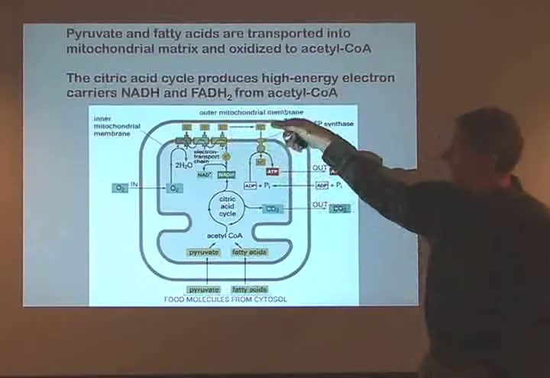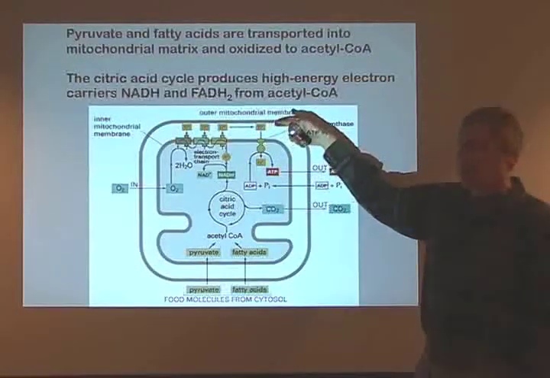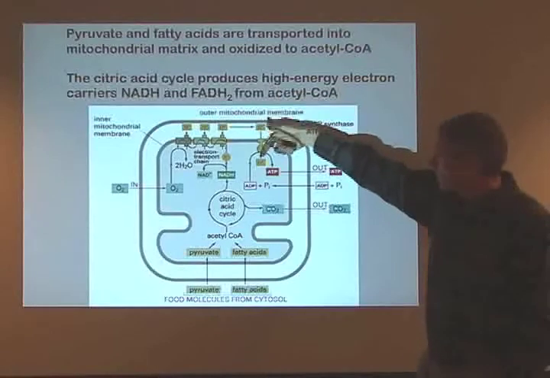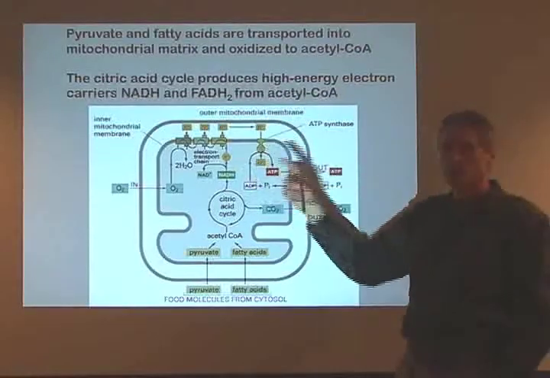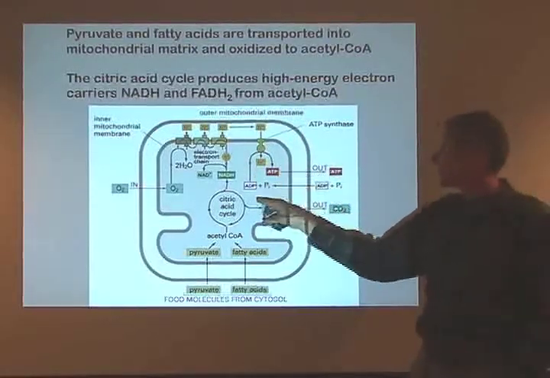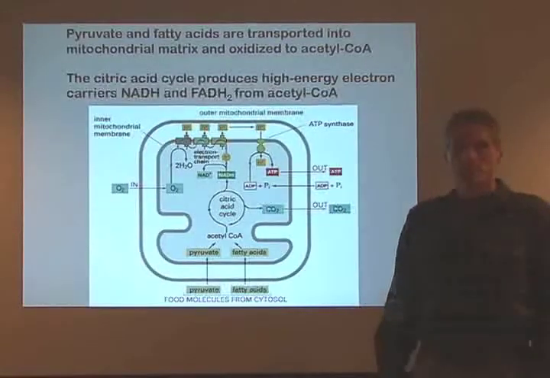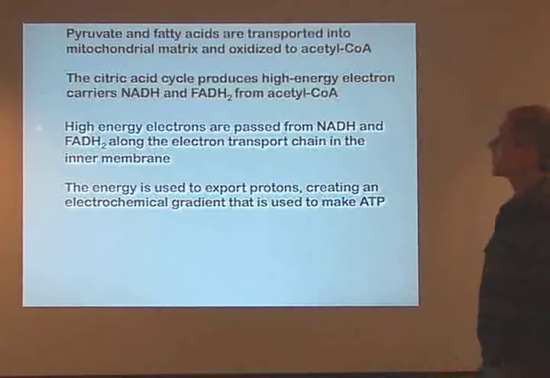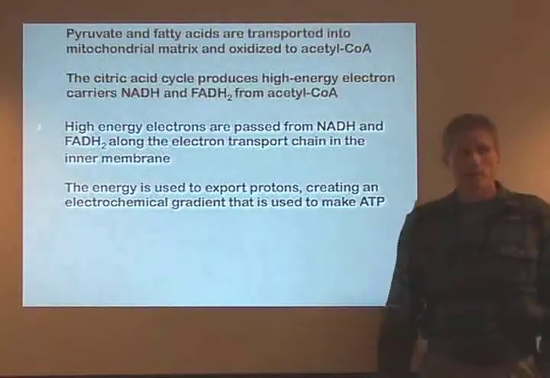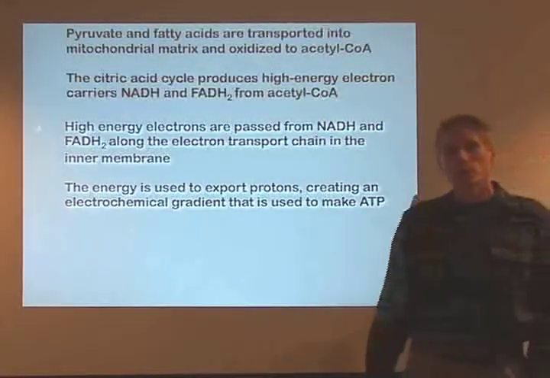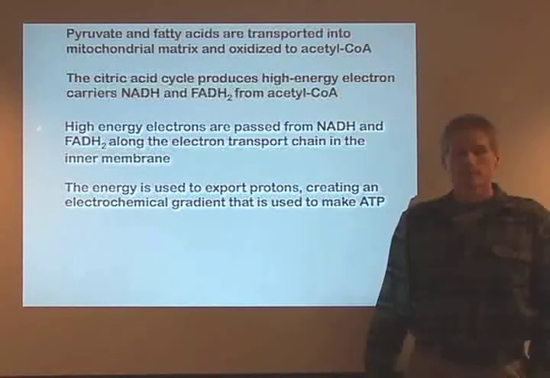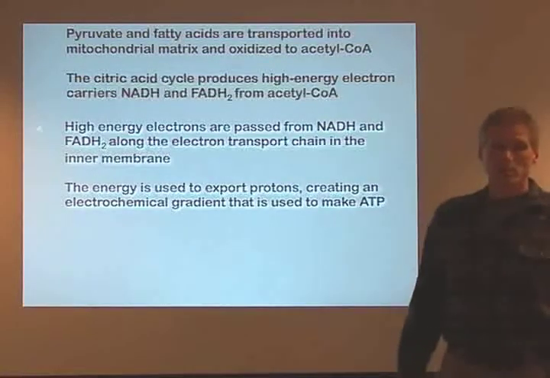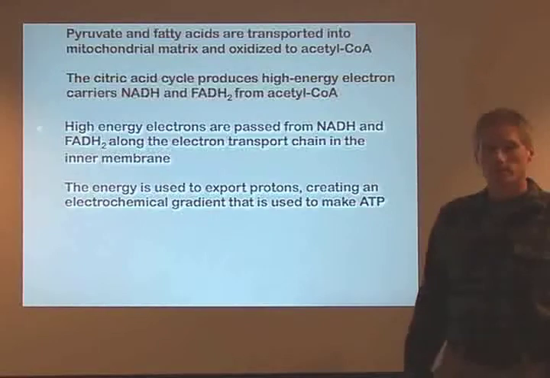That asymmetric distribution of charge, the electrochemical gradient or proton motive force, is then used to drive ATP synthase, which makes ATP in the matrix of mitochondria. In other words, high-energy electrons are passed from NADH and FADH2 along the electron transport chain in the inner membrane, and the energy is used to create an electrochemical gradient.